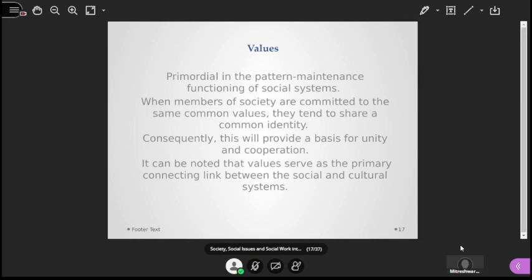Yes. So when members of a society are committed to the same values, they tend to share a common identity. Consequently, they will provide the basis for unity and cooperation. It can be noted that values serve as a primary connecting link between the social and cultural system.